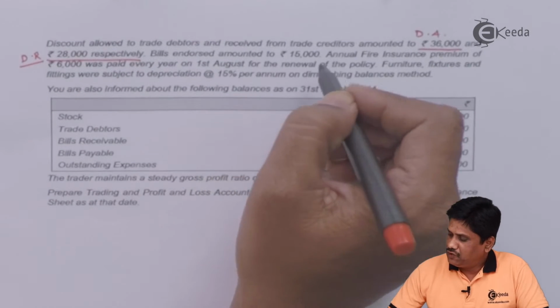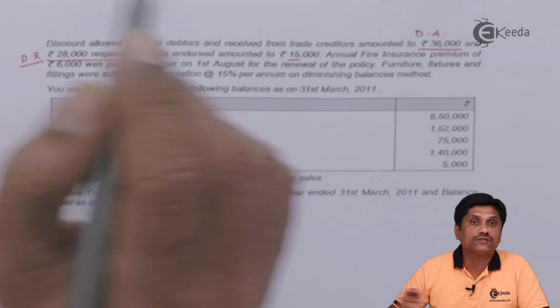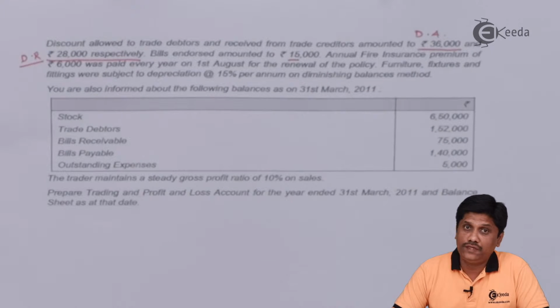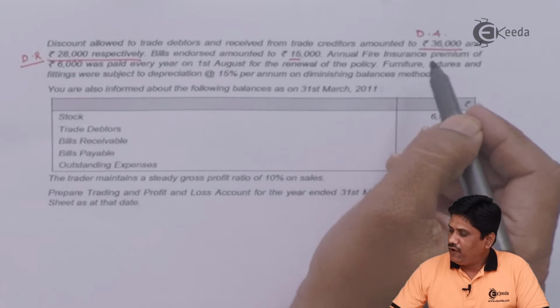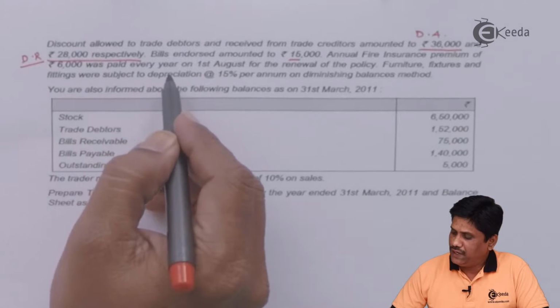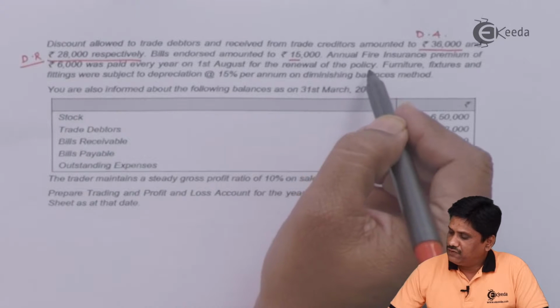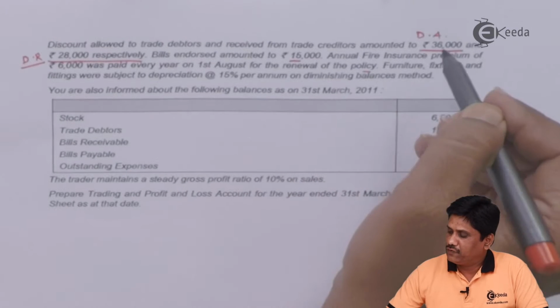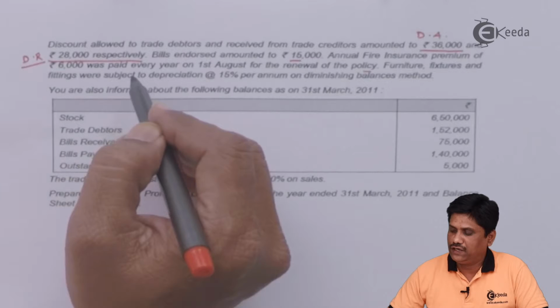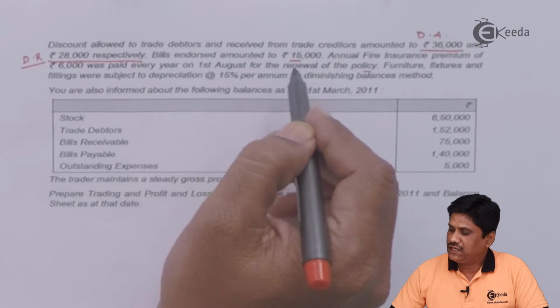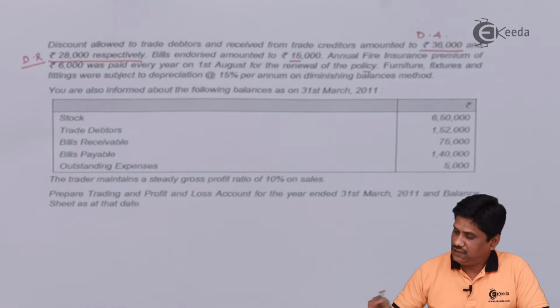Bills endorsed amounted to rupees 15,000. So bills endorsed entry will be creditors to bills receivable. Annual fire insurance premium 6,000 was paid every year on 1st of August for the renewal of the policy. So your annual premium for fire insurance was 6,000. It was paid on 1st of August every year. So that we will see.